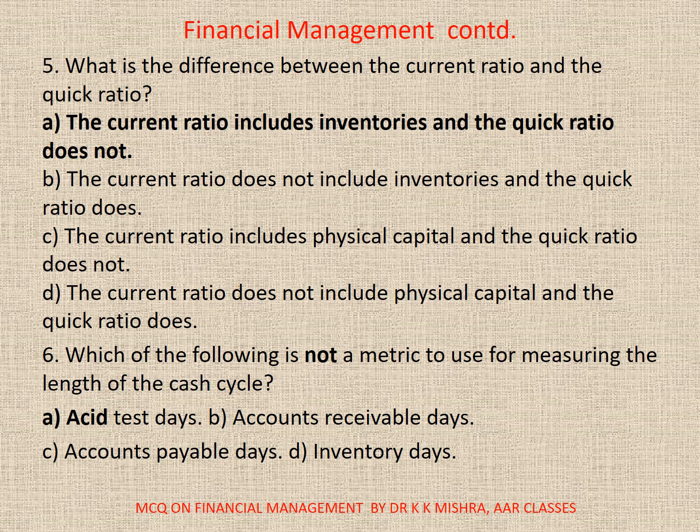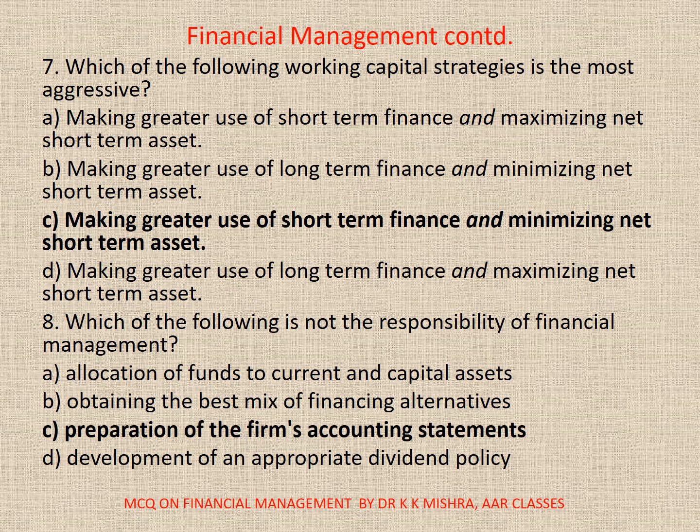6. Which of the following is not a metric to use for measuring the length of the cash cycle? So here correct option is A. AC test days. 7. Which of the following working capital strategies is the most aggressive? So if you compare, you will find C to be the correct answer, making greater use of short-term finance and minimizing net short-term assets.